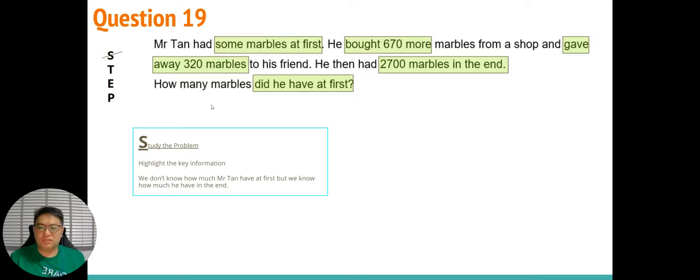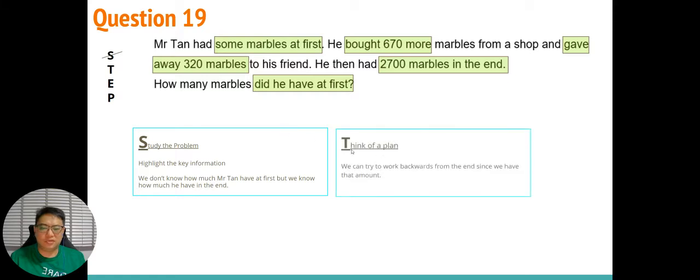Next, we have T. T stands for think of a plan. So if you look at the question, since I don't know how many marbles he had at first, but we know how much he had at the end, we can try to work backwards, meaning to reverse back the steps. So how to do that, let me show you. So the plan is to try to work backwards. After you think of a plan, we strike off the T.